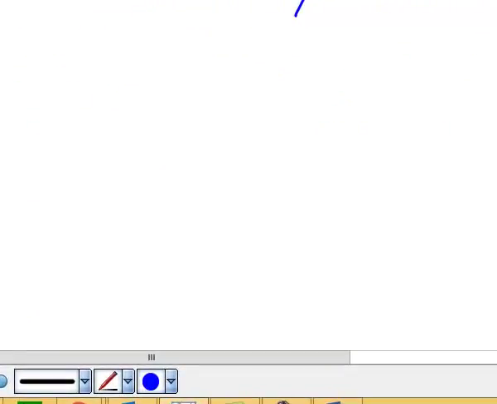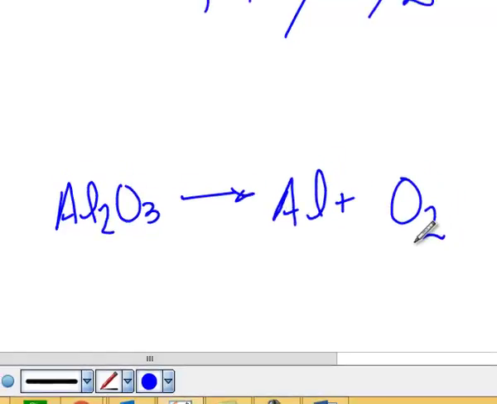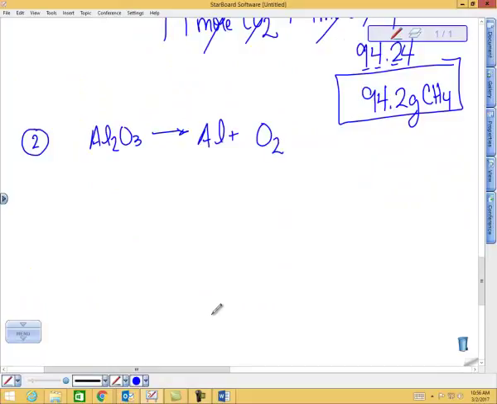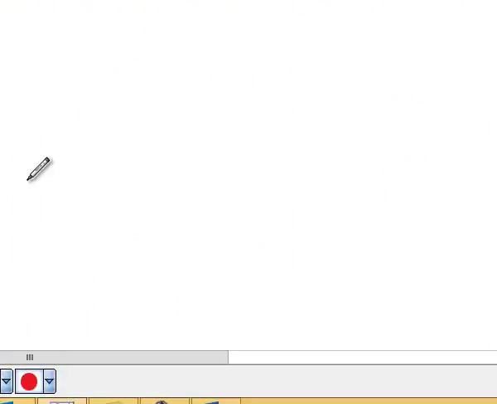In the following reaction, and this is what it looks like, Al2O3, producing some aluminum and some oxygen. Is that balanced, by the way? No. Okay, well, you're not doing anything. You're not going to even touch this problem until you balance this. You have to balance your stuff first.